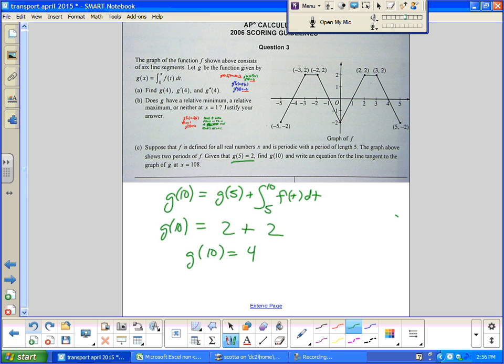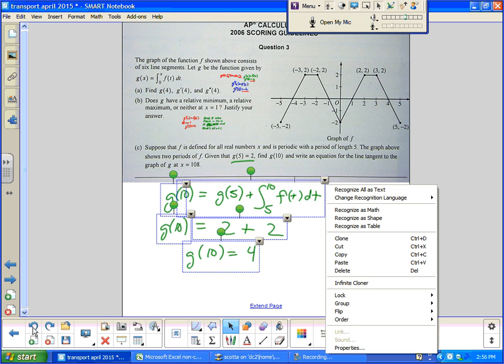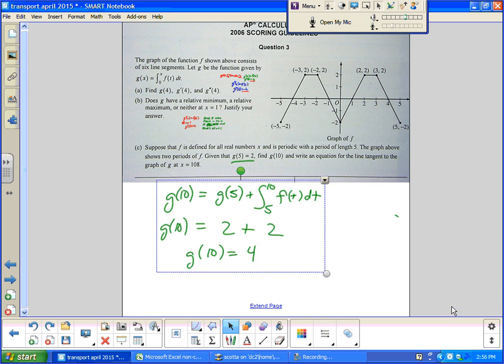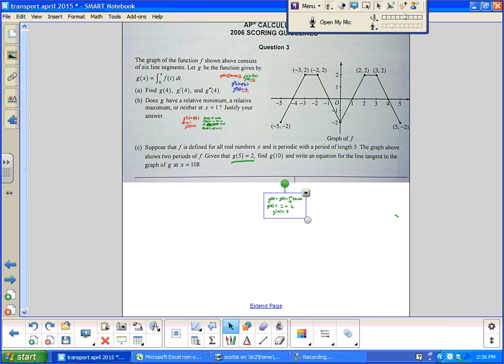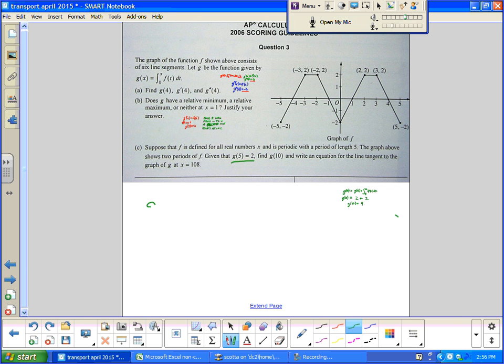All right, so the tangent line at x of 108 is the big one. If we're going to do a tangent line, we need a couple pieces of information. We need a point, and we only have the x value, and we need the slope. So I need g of 108 to make the point, and I need g prime of 108, which is f of 108, to get the slope. You guys agree?